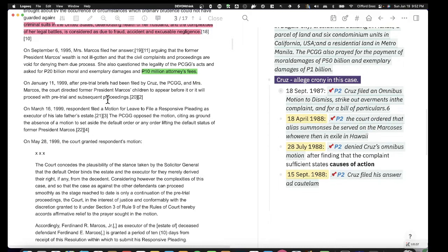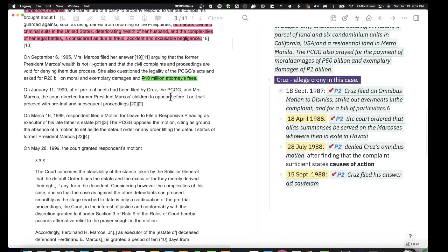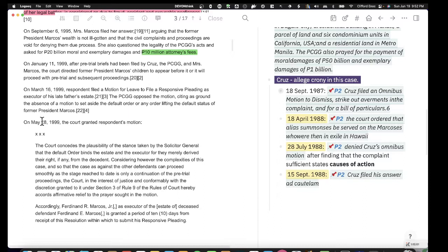On January 11, 1999, after the pre-trial, the court directed the former President Marcos' children to appear before the pre-trial proceedings. Then in 1999, respondent filed a motion for leave to file responsive pleadings. The party opposed the motion, citing the absence of an order lifting the status of the former President Marcos. On May 28, 1999, 1986 to 1999, ilang years na yan? 13 years. The court granted the respondent's motion.